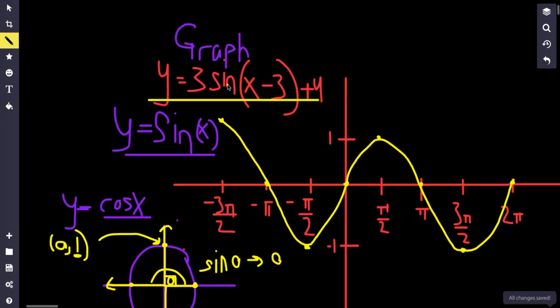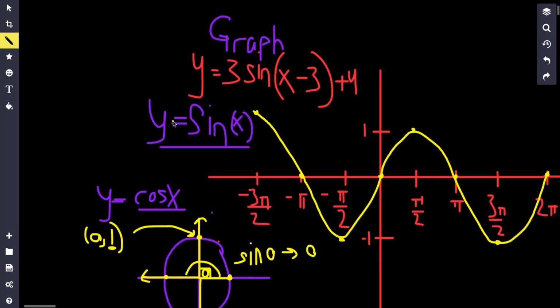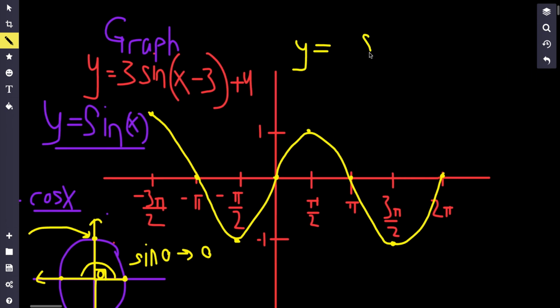Now, enough yapping, let's get started. So let's say that I have y is equal to sine of x plus 4. How would this look? So if I have y is equal to sine of x plus 4, how would this function look?